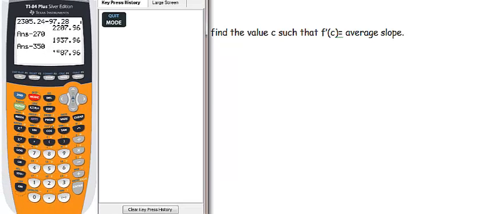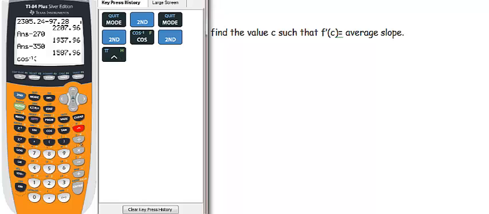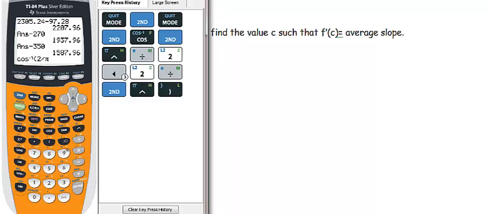And just make sure that your mode's in radians, which it is. Good stuff. Second, we had cosine. So pi over 2. Oh, sorry, I'm upside down. I believe it was 2 over pi, right? And our answer is not very fabulous, but 0.88. Alright, so that's all it is.